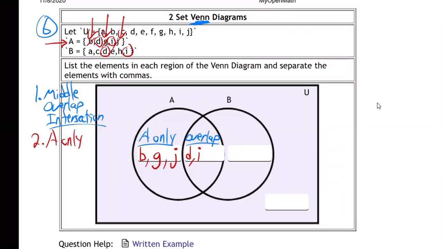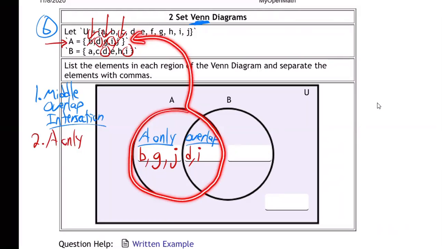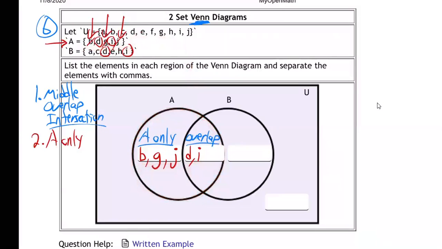Is this so far so good? Does this make sense? So right now, look at circle A. It matches circle A. B, D, G, I, J, they're all there. They're just in different places because some of them are in the overlap. They're shared in common with B. And some of them are in the A only region. That's what's really nice about Venn diagrams is they show all the separations very clearly. They show what's in common, they show what's separate.